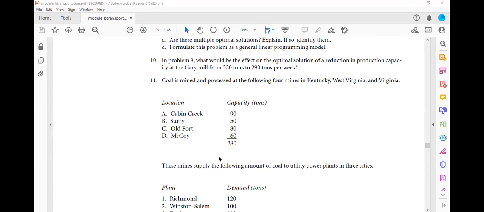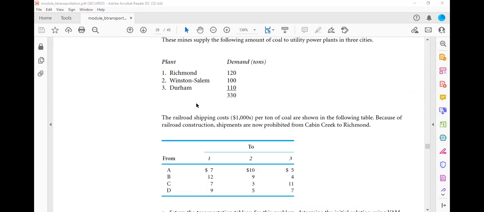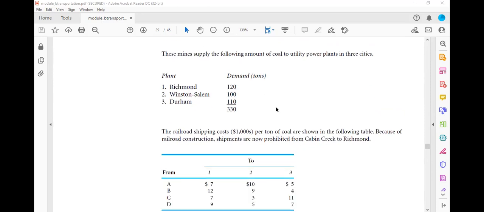Coal is mined and processed at the following 4 mines, blah, blah, blah. So this is actually unbalanced. Kasi the total supply is 280, while the total demand is 330. So meron tayong dami dito. And also, look at the statement. Because of railroad construction, shipments are now prohibited from Cabin Creek to Richmond. So yung Cabin Creek natin sa A yun, ang Richmond natin sa 1. So dati may caution na 5. So tatanggalin mo raw yung 5 na yan. Kasi prohibited na siya. Okay? So prohibited na siya. So hindi na siya 5.